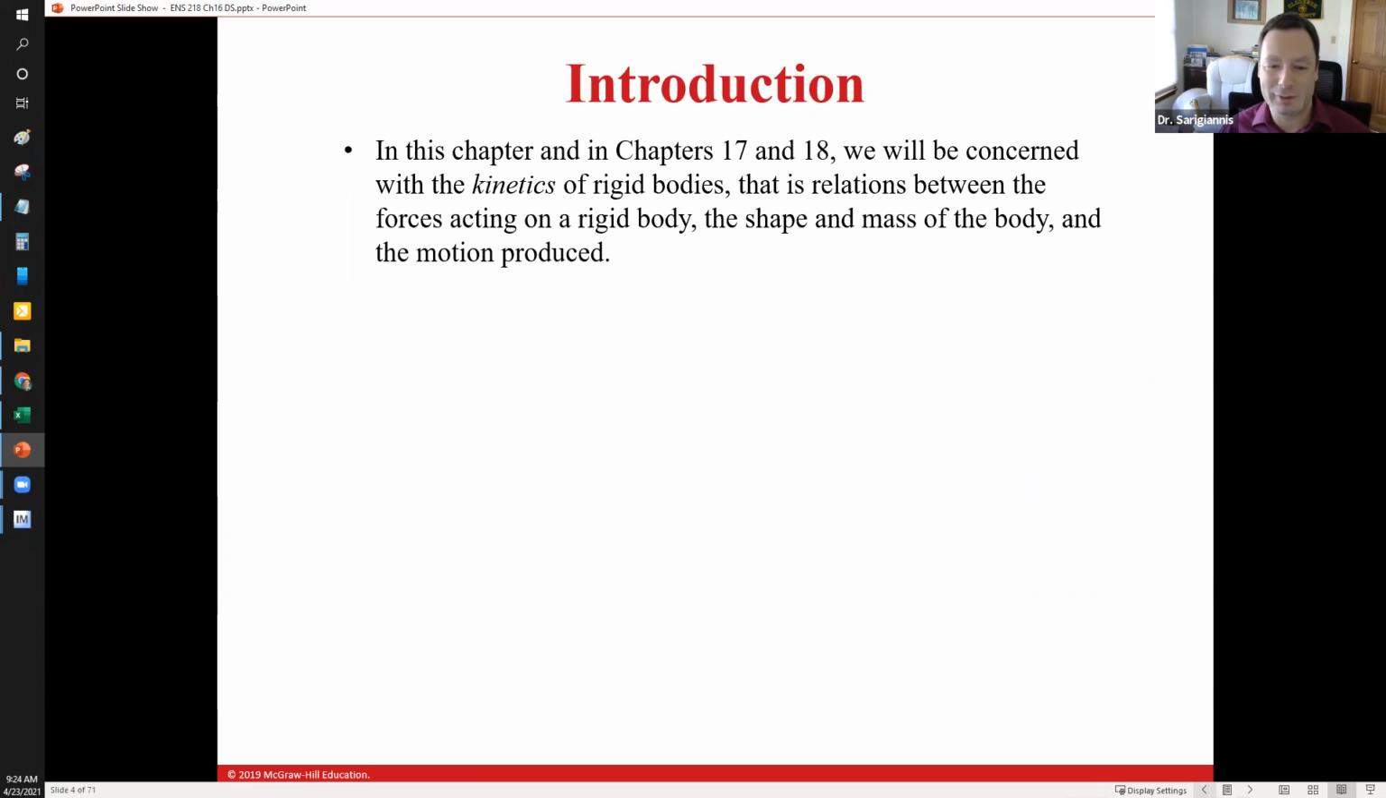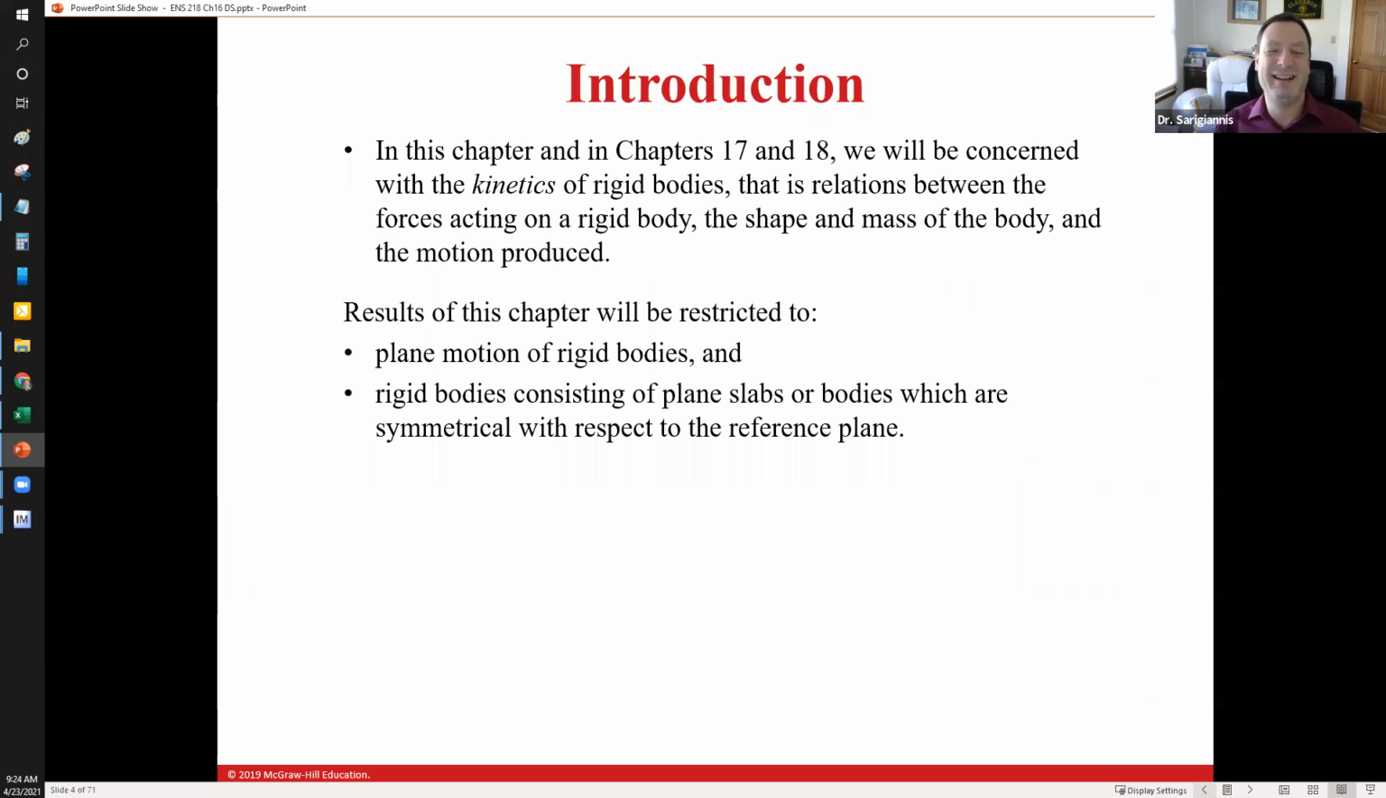We're not going to get to 17 and 18. So we're looking at plane motion of rigid bodies, and rigid bodies which have a plane of symmetry with respect to the reference plane. Think about the sheet of paper you're looking at as the reference plane; the body is symmetric on top and on the bottom of that plane. You don't have to see symmetry in the cross section itself, but the body is symmetric about the plane.